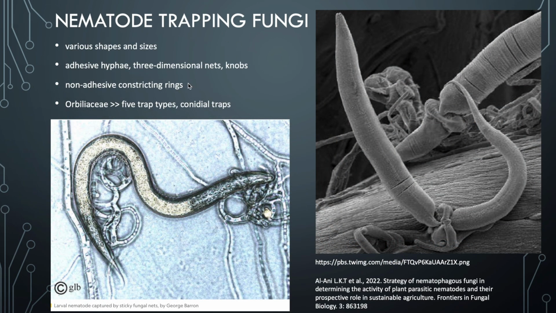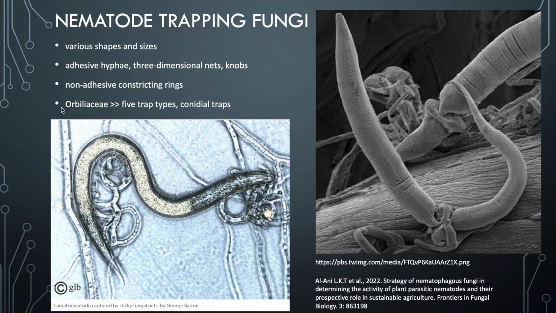So nematode trapping fungi create specific structures or modify their hyphae in order to entrap nematodes. And these come in different shapes and sizes. But basically, they can be divided into two different types. Ones that actually produce adhesive substances to glue the nematodes to themselves, and these include adhesive hyphae, three-dimensional nets and knobs, versus non-adhesive structures, and these include constricting rings. So the mechanism of trapping and killing the nematode are different in these two different forms of traps.